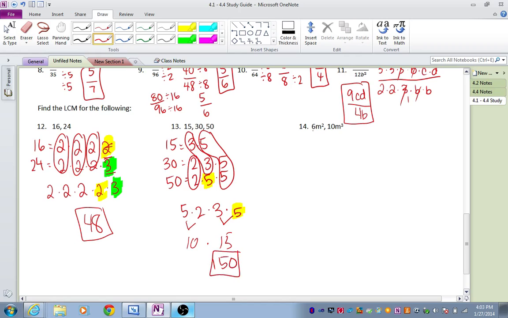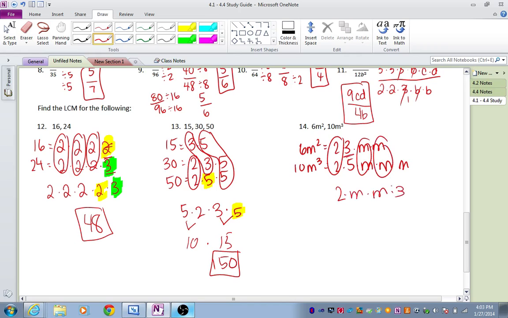Okay, last question. 6m squared and 10m cubed. Okay, 6m squared is going to be 2 times 3 times m times m. 10m cubed is going to be 2 times 5 times m times m times m. We have a pair of 2's in common, a pair of m's in common, another pair of m's in common. But we have an extra 3, an extra 5, and an extra m. Okay, that 3 went there. That 5 went there. And that m right there.